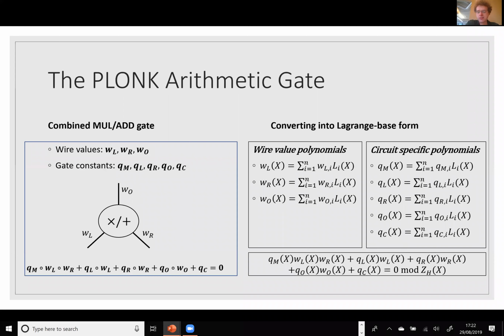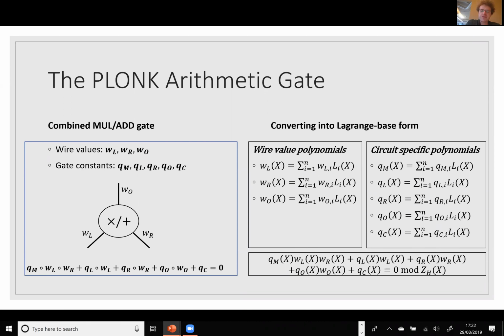Specifically, just take these two gates we had previously and mash the equations together, and you have one relatively large equation between these vectors, which can describe either an addition gate or a multiplication gate, depending on which of these gate constants you zero out. So to give an example, if a specific gate needs to be an addition gate, then Qm will be 0 for that gate. And if you want it to be a multiplication gate, then you'd send QL and QR to 0.